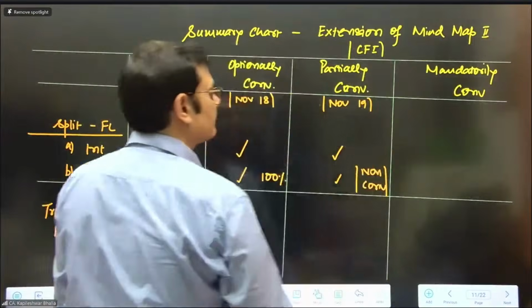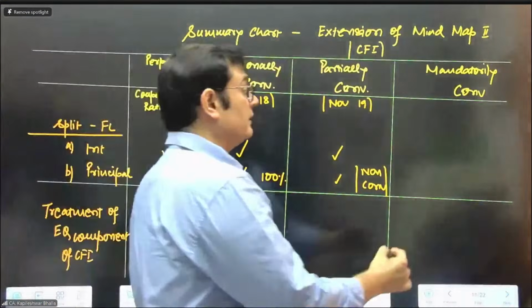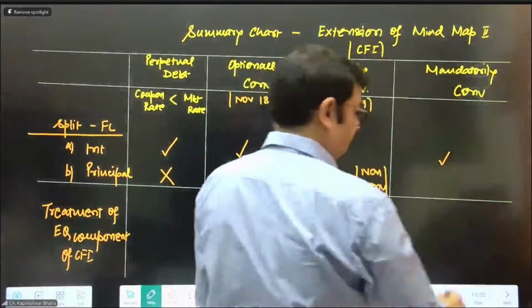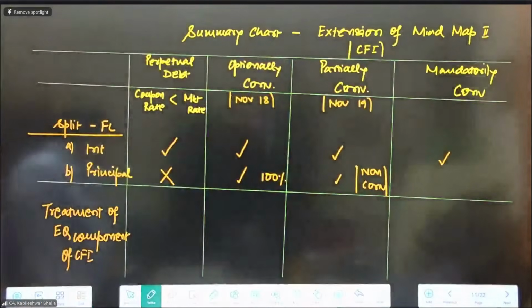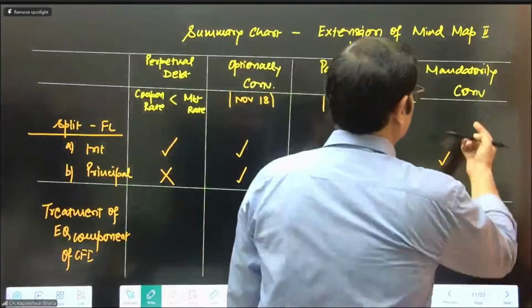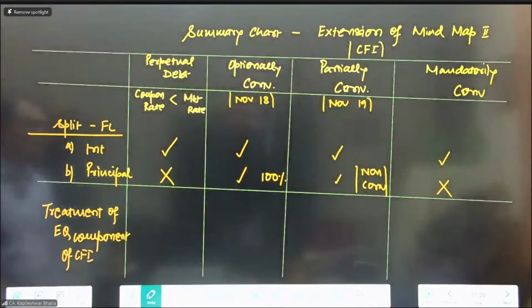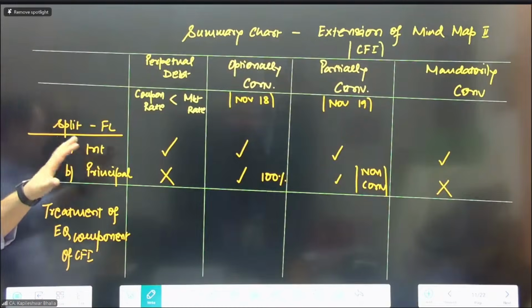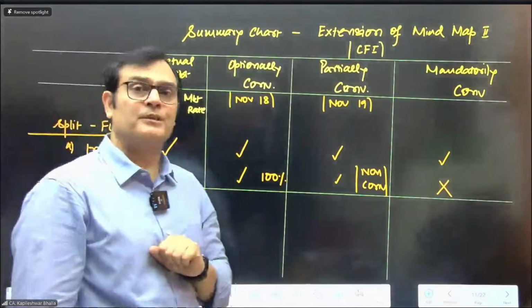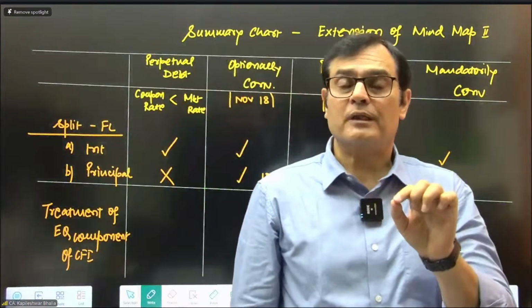Great. And what about mandatorily convertible? Interest will be taken, but what about the principal? That's right, nothing will be taken in terms of the principal. Since it is mandatorily convertible, I've got no obligation to pay the principal. So you need to be very clear in terms of the split accounting whether the interest and the principal elements are taken while computing the split accounting financial liability.